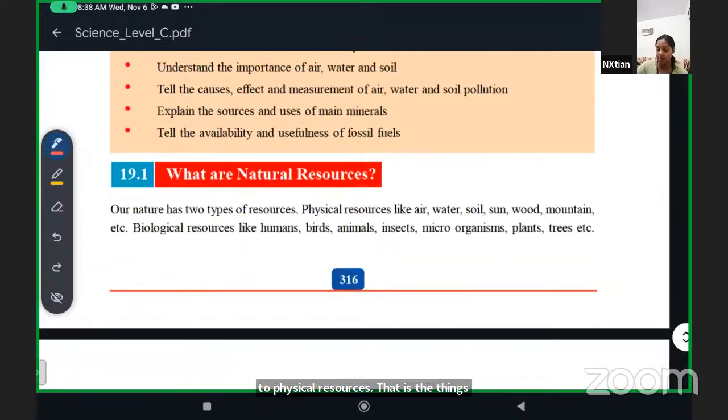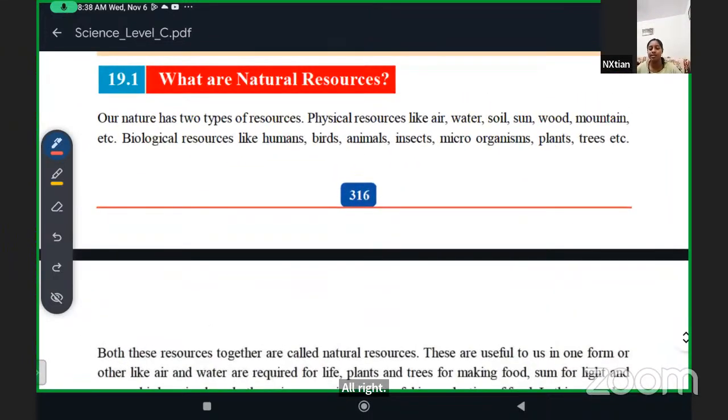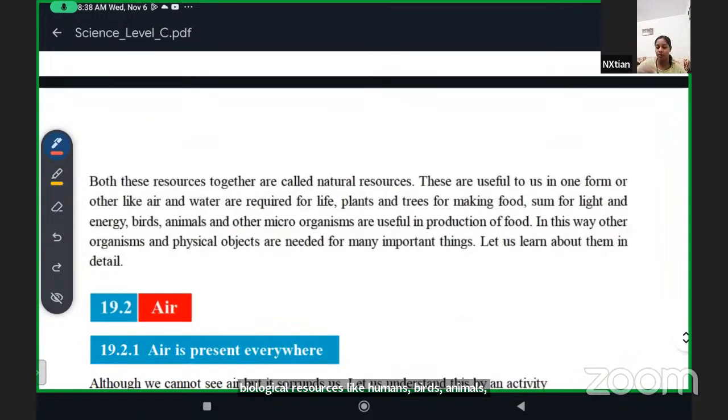All right. Now, our nature has two types of resources: physical resources like air, water, soil, sun, wood, mountain, etc. And biological resources like humans, birds, animals, insects, microorganisms, plants, trees, etc. Both are together called natural resources.